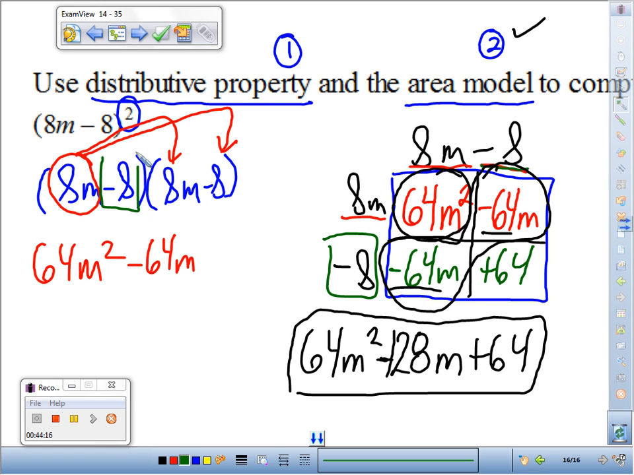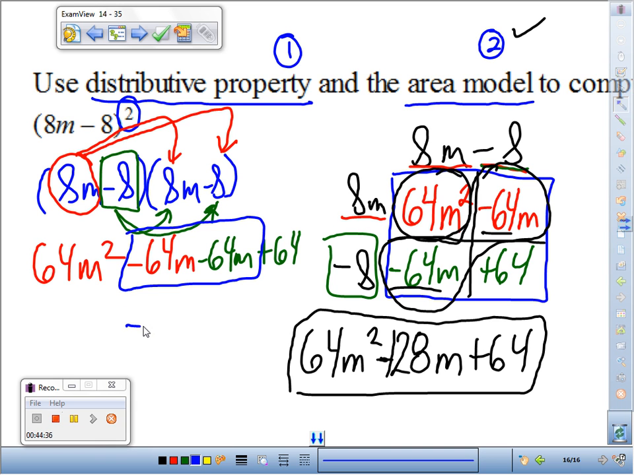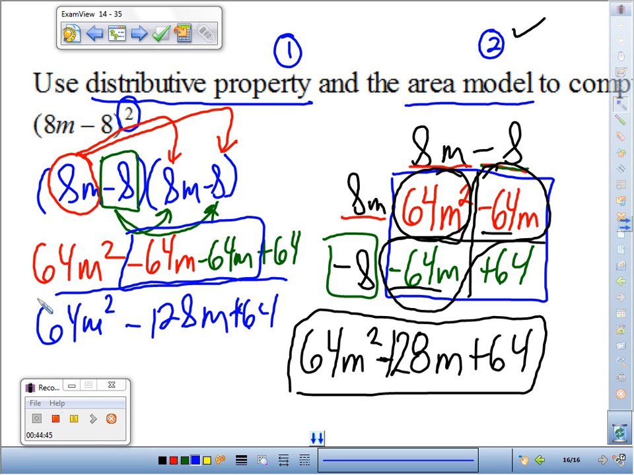Next, I'm going to box this one, and I'm going like this. Negative 8 times 8m, that's negative 64m. Negative 8 times negative 8, that's positive 64. At that point, can I combine like terms? Yes, these two right here, that's negative 128m. Bring down the 64m squared, and plus 64. Is that the same as what we got over here? Yes, you should.